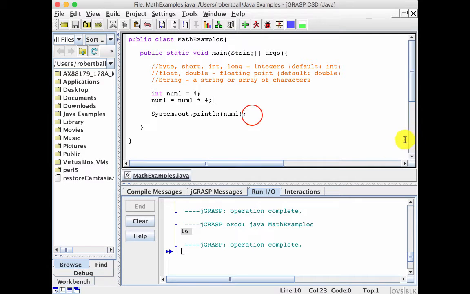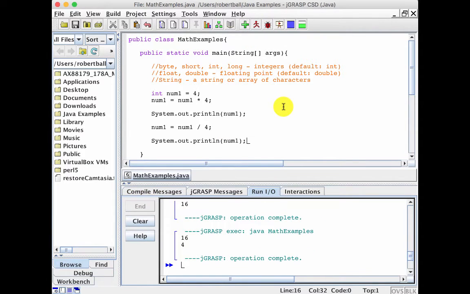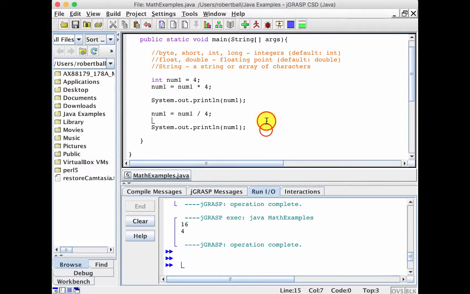You can also do a whole bunch of other math. So for example, you can say num1 equals num1 divided by, let's see, divided by 4. Well, what's the value at this point? Well, it should be 16. So 16 divided by 4 is 4. Cool, no problem.